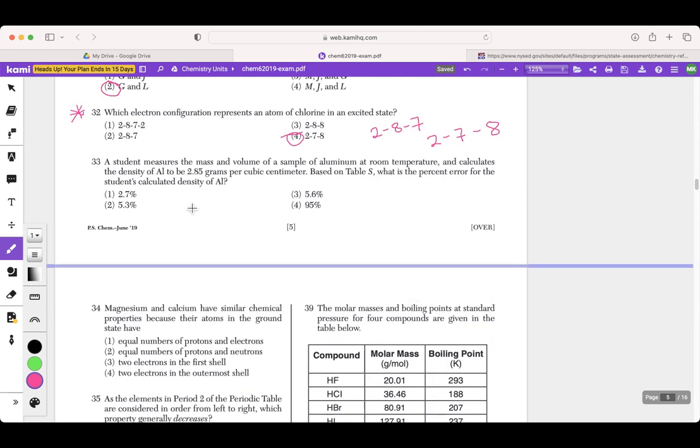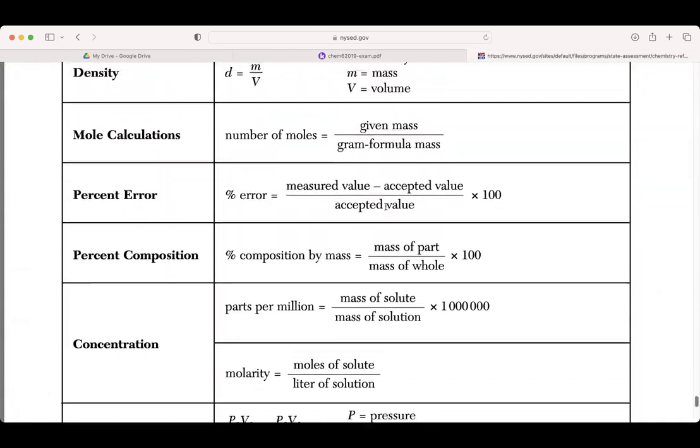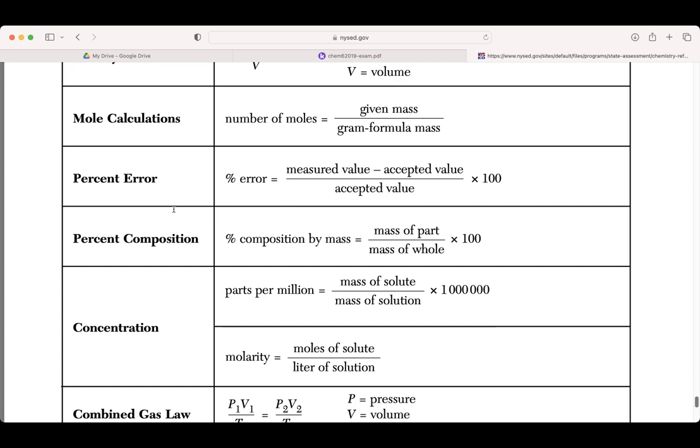33. A student measures the mass and volume of a sample of aluminium at room temperature and calculates the density of aluminium to be 2.85 grams per cubic centimeter. Based on Table S, what is the percent error for the student's calculated density of aluminium? If you forgot how to calculate percent error, there is a formula on Table T, which is measured minus accepted over the accepted times 100.